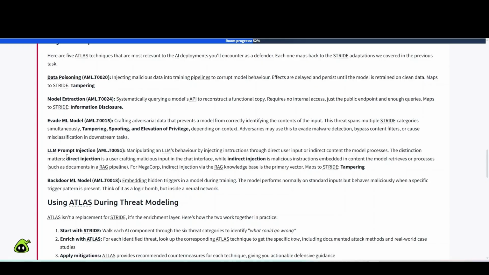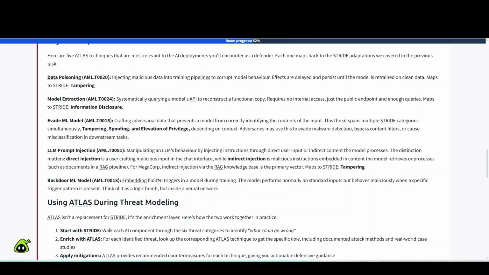LLM prompt injection, AML.T0051, manipulating an LLM's behavior by injecting instructions through direct user input or indirect content the model processes. The distinction matters. Direct injection is a user crafting malicious input into that chat interface, while indirect injection is malicious instruction embedded in content the model retrieves or processes, such as documents in a RAG pipeline. For Megacorp, indirect injection via the RAG knowledge base is the primary vector. Maps to Stride tampering.